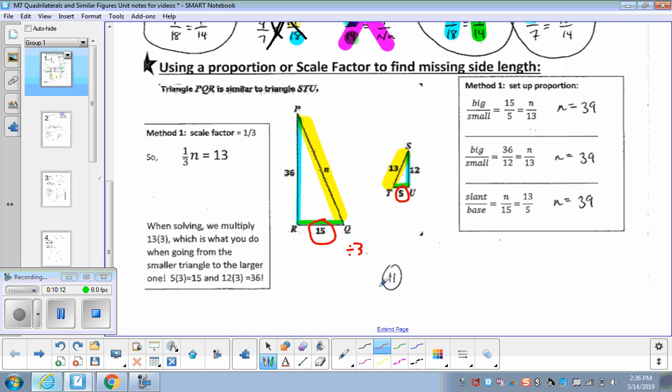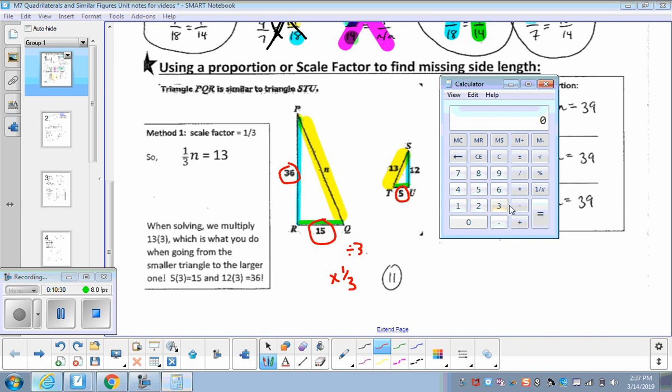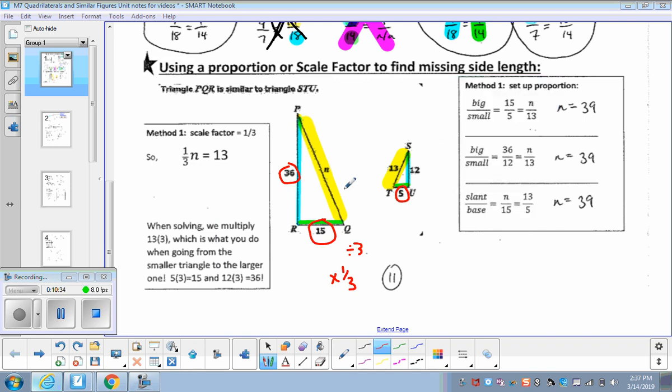Well, we've talked a lot about dividing by 3 being the same as multiplying by a third. So the scale factor here is a third. We got to take a third of 15 to get to 5. If we take 36 and divide it by 3, or take a third of it, we do get 12. And if you don't believe me, I'm just going to do 36 divided by 3. Boom, I get the 12. So I need to take a third of this to get 13. A third of n would be 13.